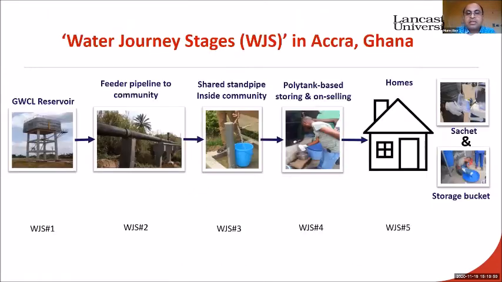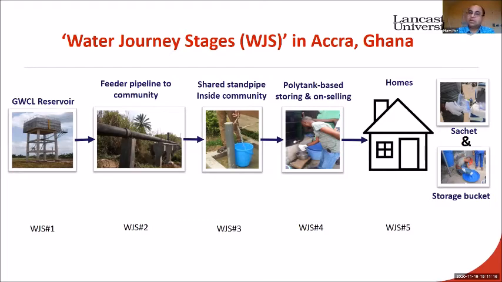Now let us bring this particular situation into the context of Accra, Ghana, where we have been doing this research. We define up to five what we call water journey stages, whereby water comes from the supply main to people's homes. So you can see on your very left, we are calling it water journey stage 1.